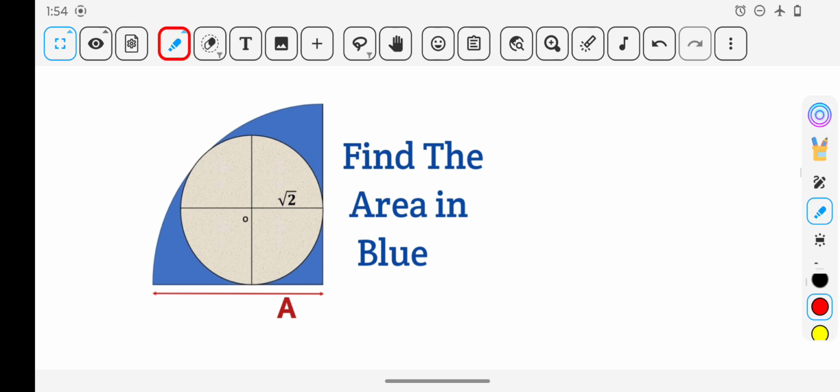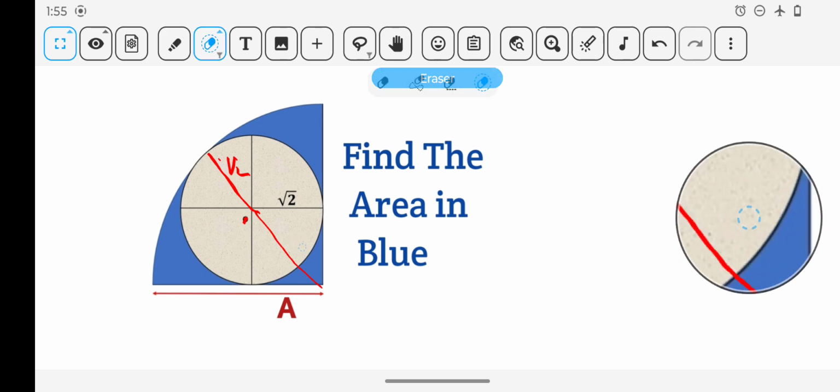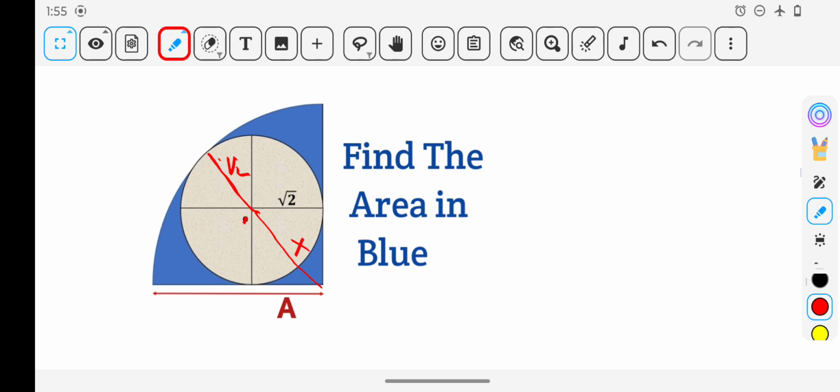So let's proceed. I'll extend this here. This will be √2, as this also becomes a radius. O is the center of the circle, and this will also be the radius, √2. Let's extend till here and call it x. Now this is also a radius, √2, and it has become a square, so this side will be √2.